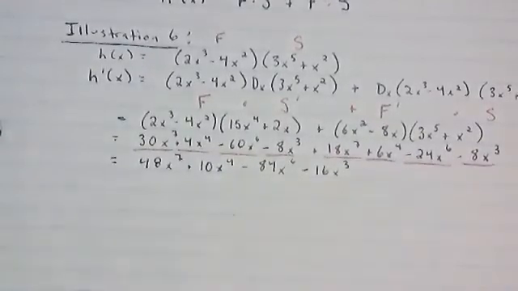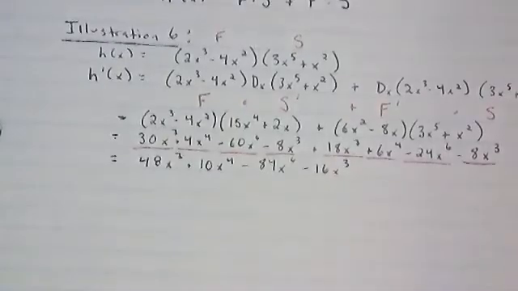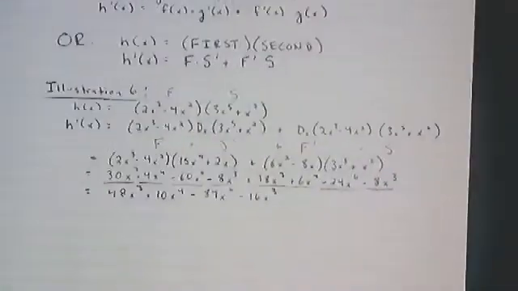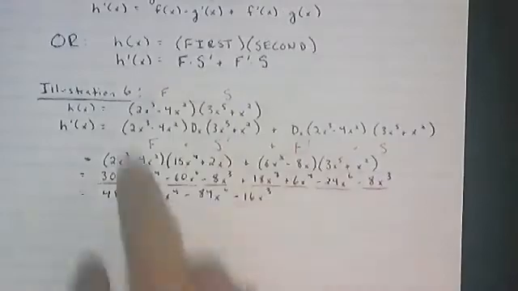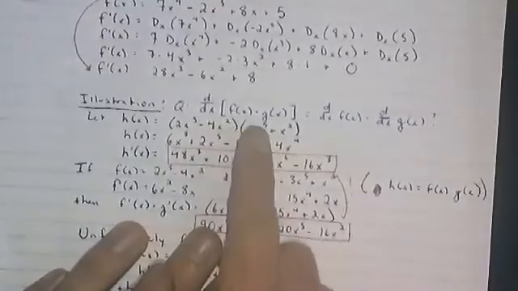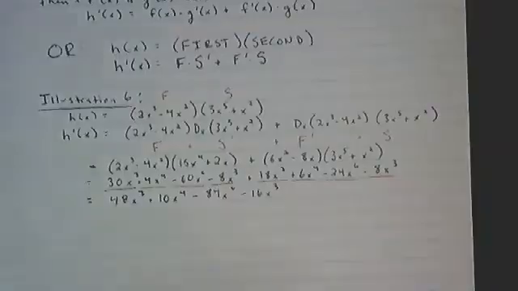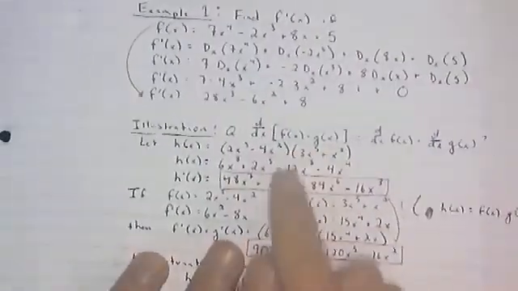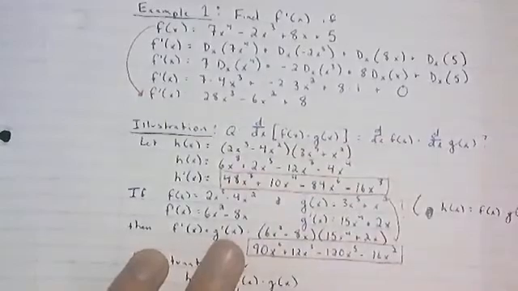Now, let me be abundantly clear here. Would you prefer to do this or this? What was more of a pain in our butt? To do this and use the product rule, or to multiply first and then just do the power rule?